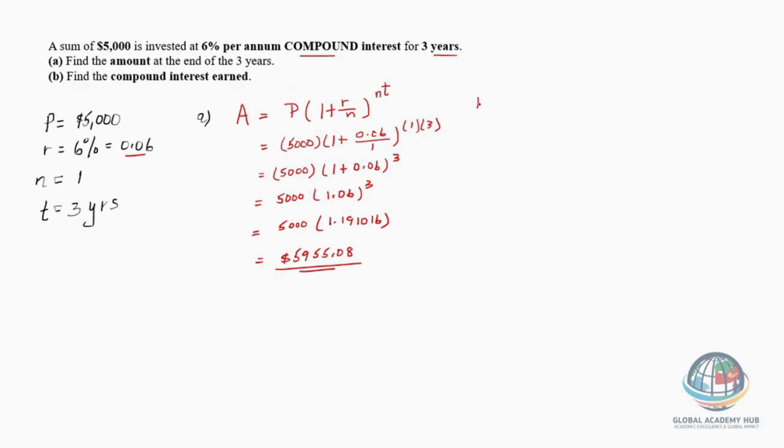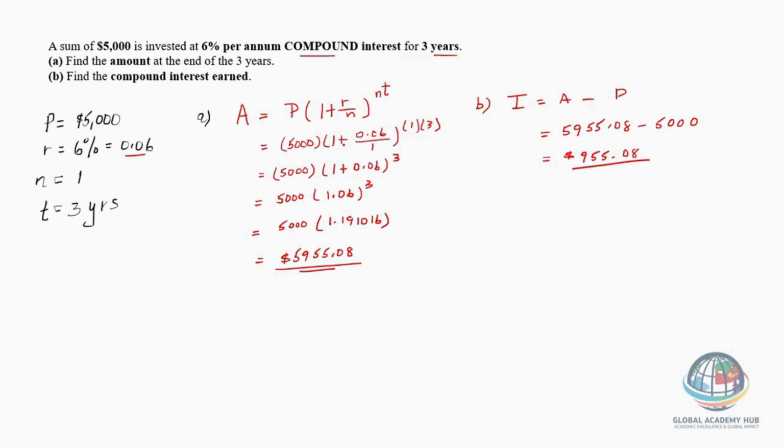But there's a part B. Well, how much of that is interest? Well, your interest will be the amount minus what you started with, which is your principal. So that's going to be 5,955.08 minus 5,000. That's what you started with. That's going to give you 955.08.